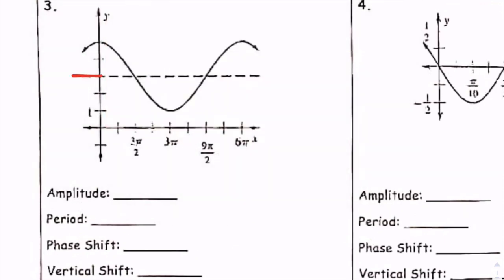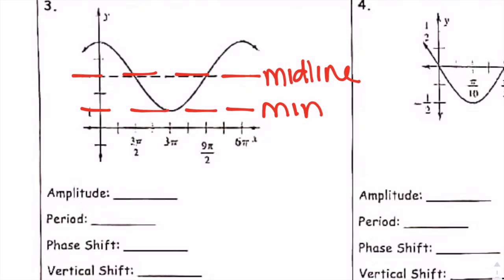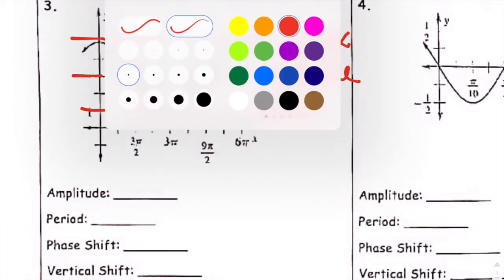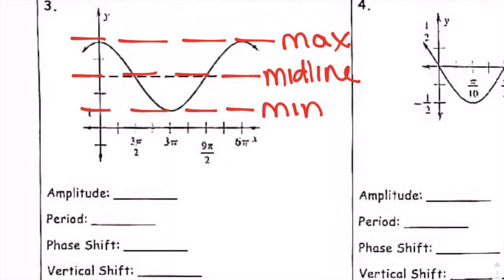So this one gives us our midline right here, which is helpful. And then we have our minimum, and we have our maximum. And so now we're going to find our amplitude, which is the distance from our midline to our maximum. And that's a distance of 2.